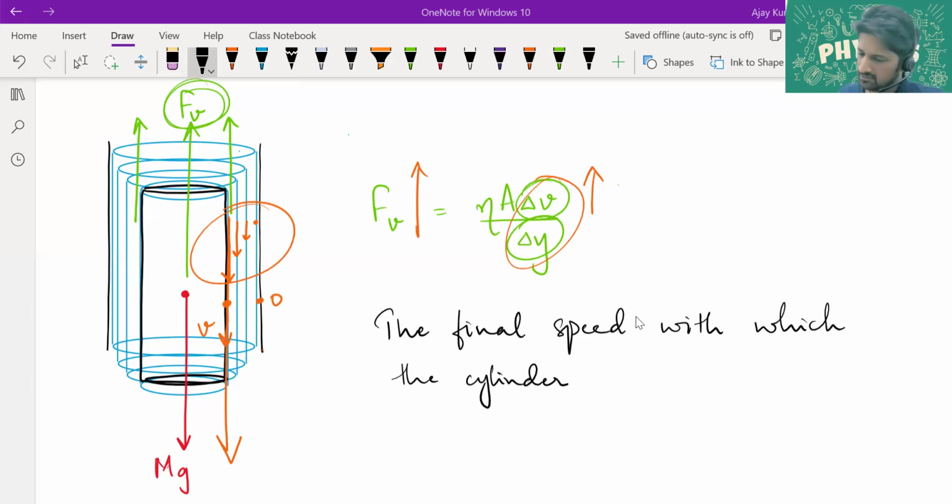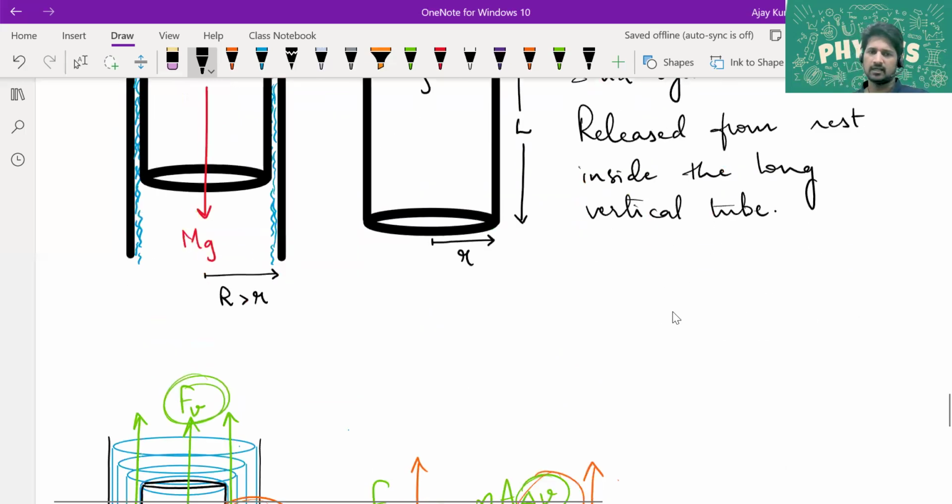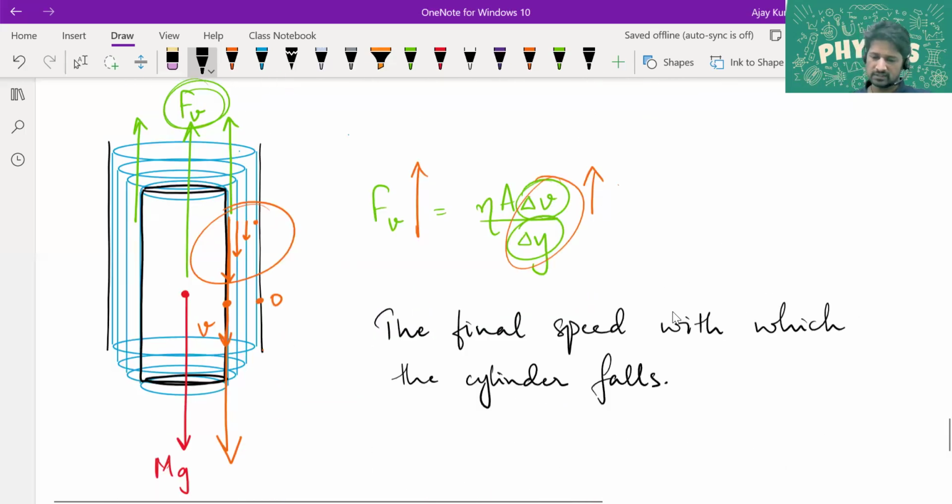I want you to derive an expression for the final speed with which the cylinder falls. All the required information is given to you. Cylinder density is rho. Radius of the cylinder is small r. Length is L. Radius of the tube is capital R, and capital R is greater than small r. There's a significant difference between them. This is small r, and from here to here is capital R. In that gap, the oil layers are present. Try this, all of you. I'll give you 3 minutes.